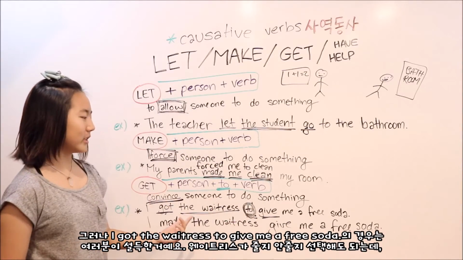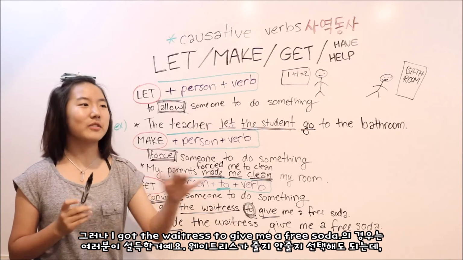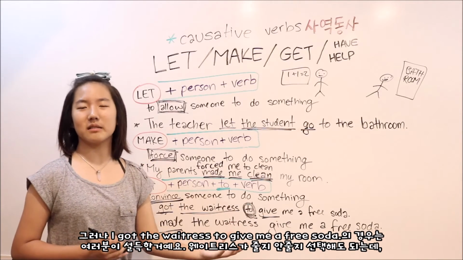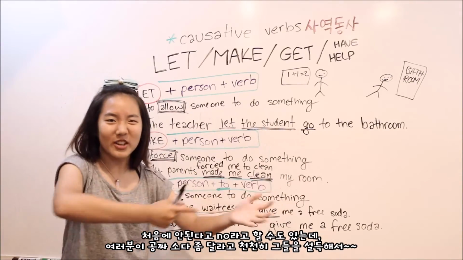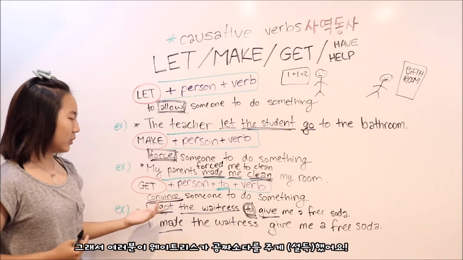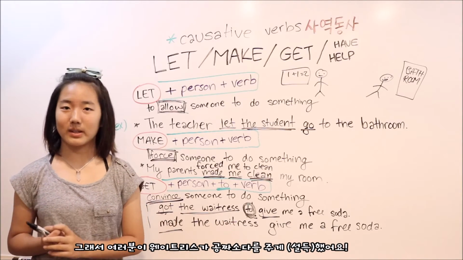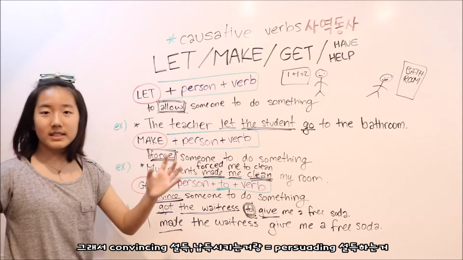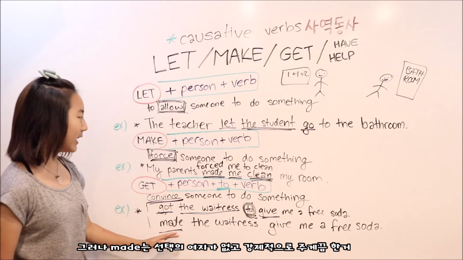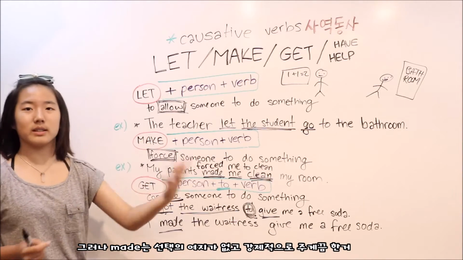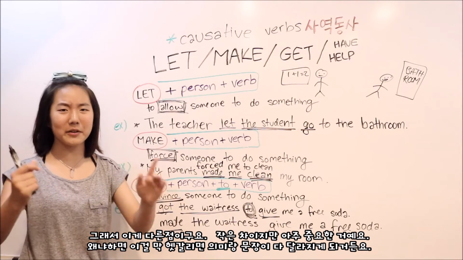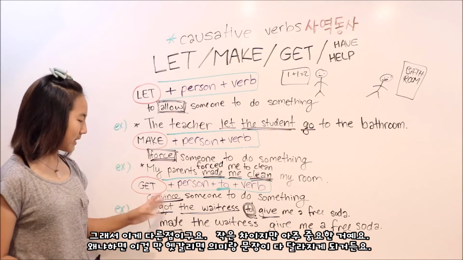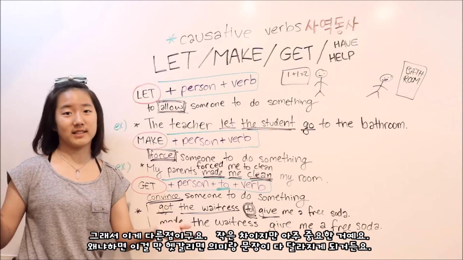But I got the waitress to give me a free soda is that you convince them. They had a little choice in it. At first, they could be like, no, but you convinced them. You slowly tried to get it from them, and then you got the waitress to give me a free soda. So, convincing and persuading. But made was no choice at all, just forcing them to give it to you. So that's the difference. Although it's a small difference, it's a very important difference because if you mix these up, then the meaning of your sentence could change.